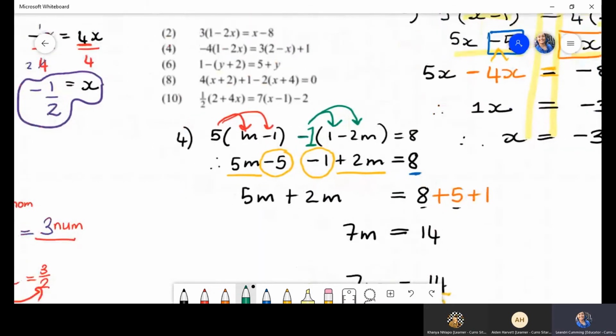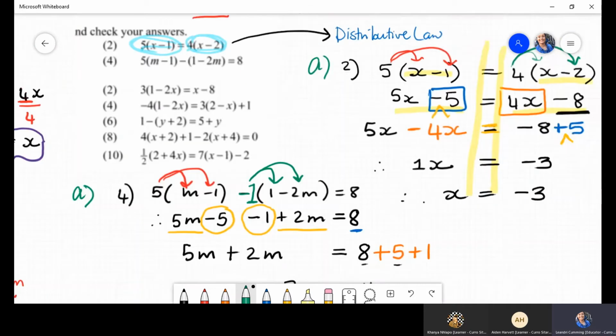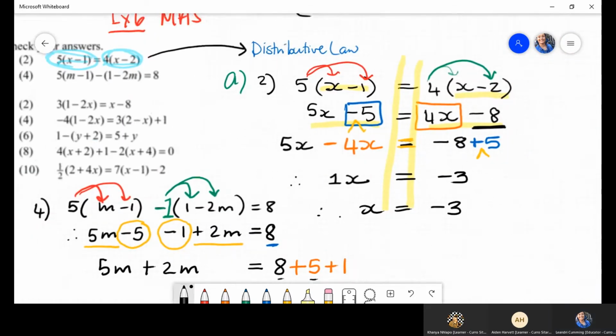Let's look at another one. Let's look at, okay, these were from exercise A. And now let's look at exercise B. So exercise B for some of them.